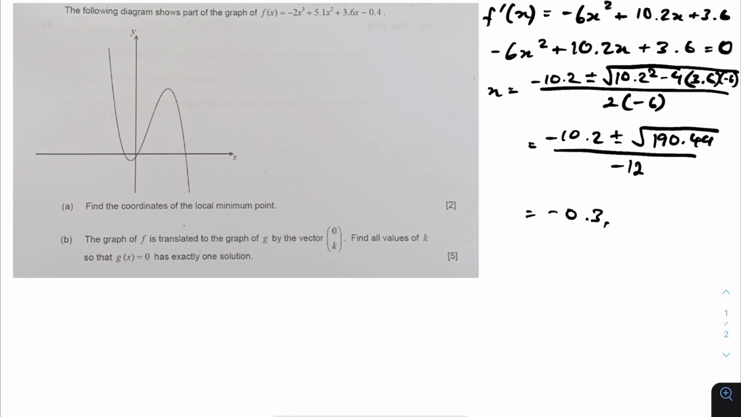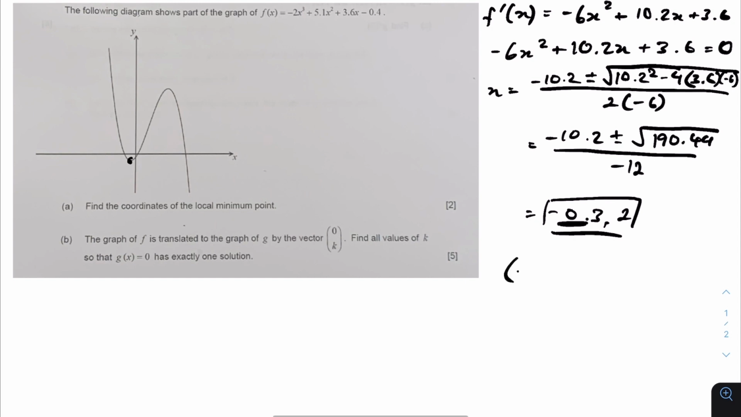Now for the other solution, when we use a negative sign, this is going to be positive just because we're doing negative divided by negative, which gives you a positive value. So negative 10.2 minus the square root of 190.44 divided by negative 12, and that gives us 2. So these are the two stationary values of the function. However, we can see they want the minimum, and the minimum here seems to exist to the left of the y-axis, so it's a negative value. So we're going to take negative 0.3.